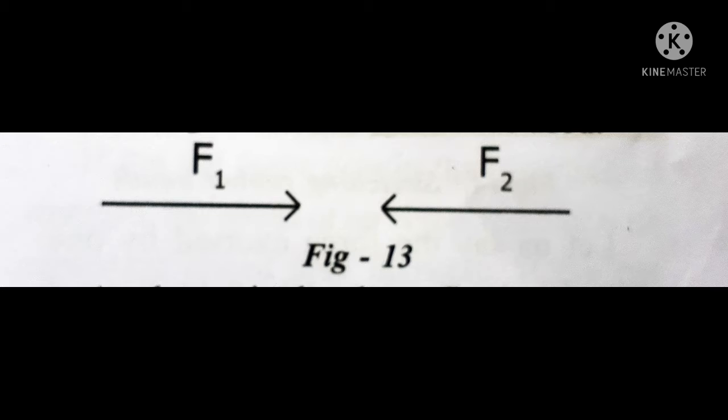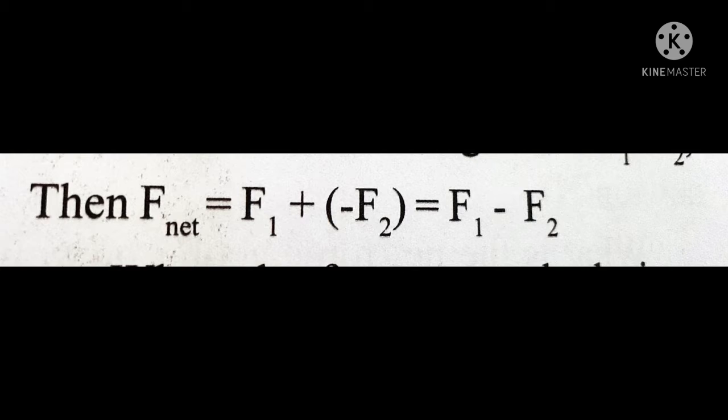Observe the figure. The left side direction force is F1 and the right side direction force is F2. As shown in the figure, the force F1 directed towards the right could be taken as positive and the force F2 acting towards the left could be taken as negative. Let the forces F1 and F2 act on the table in opposite directions.